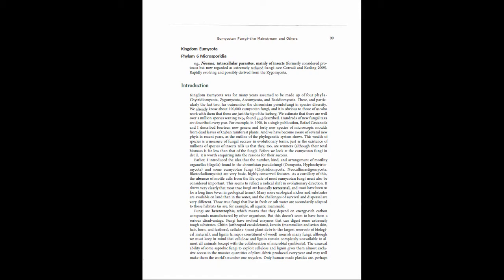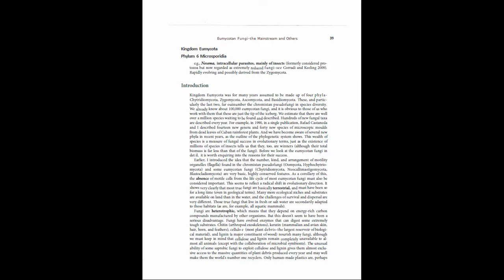It shows very clearly that most true fungi are basically terrestrial, and must have been so for a long time, even in geological terms. Many more ecological niches and substrates are available on land than in the water, and the challenges of survival and dispersal are very different. Those true fungi that live in fresh or salt water are secondarily adapted to those habitats, as are, for example, all aquatic mammals. Fungi are heterotrophic, which means that they depend on energy-rich carbon compounds manufactured by other organisms. But this doesn't seem to have been a serious disadvantage.